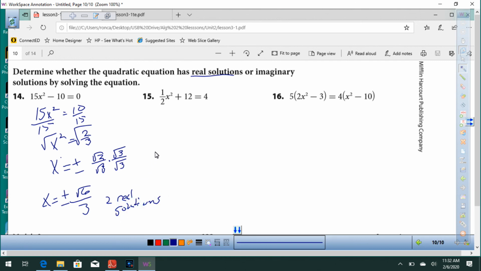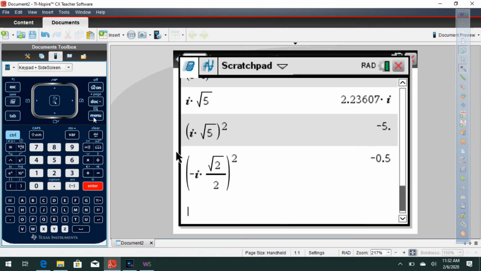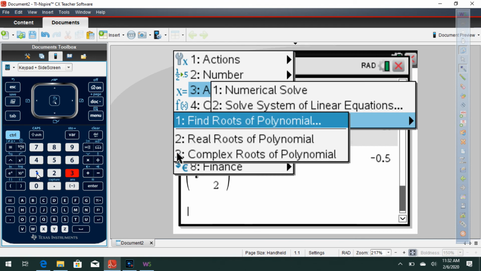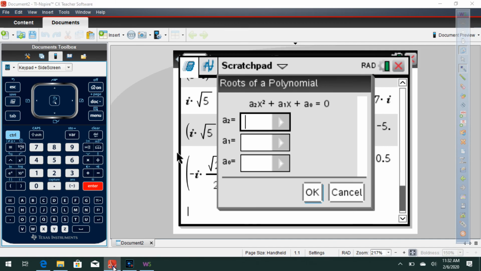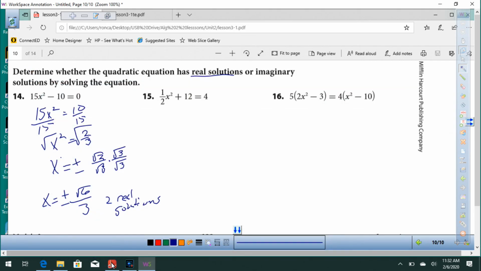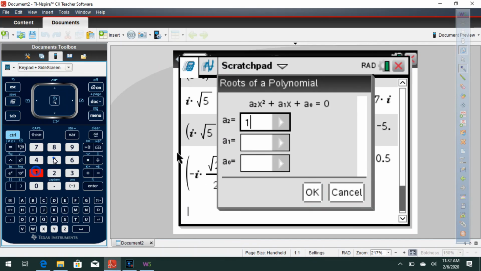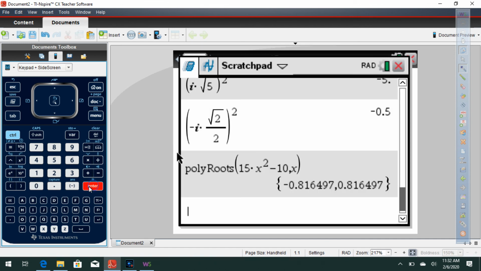All right. Now, I'm going to show you a calculator shortcut. We go to our calculator, menu, 3, 3, 1, degrees 2, real, press enter. What do we got? We got 15 in front of the x squared. We don't have an x, so we put a 0 there. And then, was it 10 or negative 10? Negative 10. We put a negative 10 here for the constant. Press enter. Aha, see, no i's, real solutions.